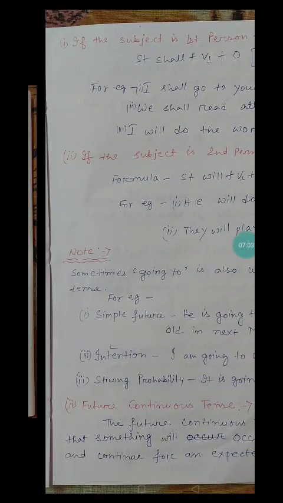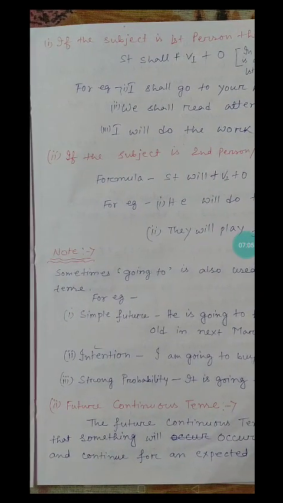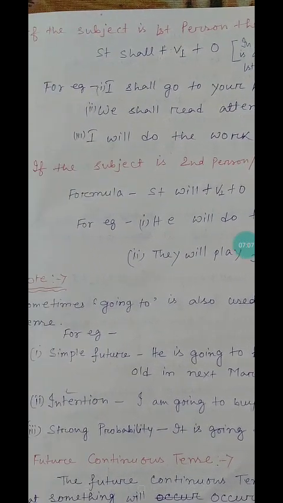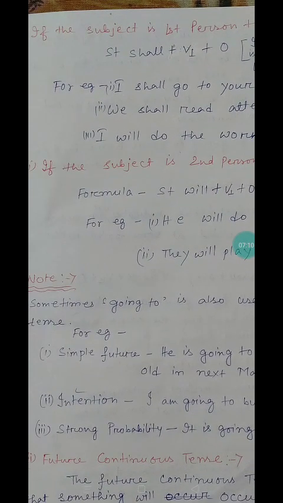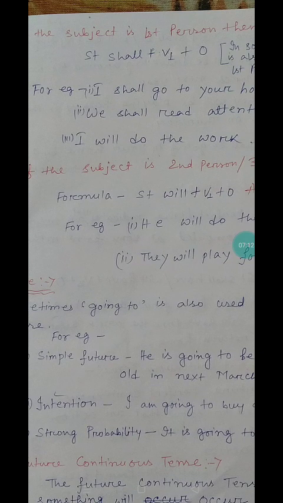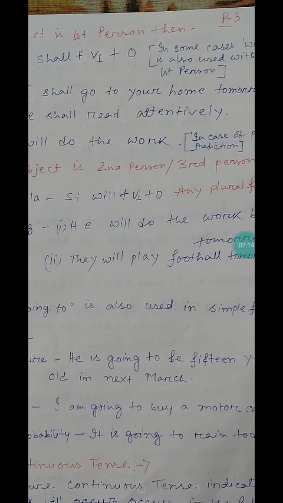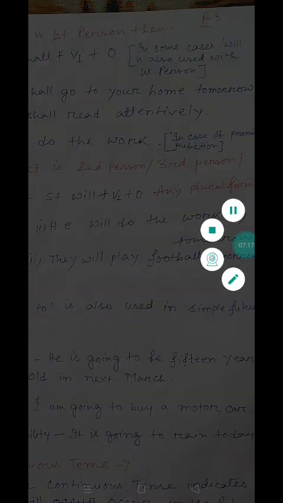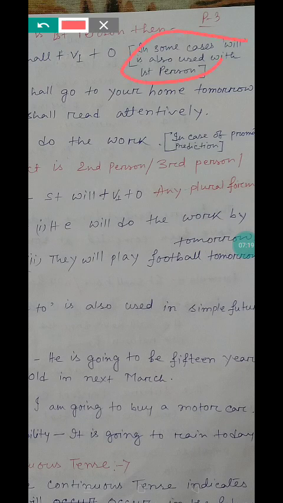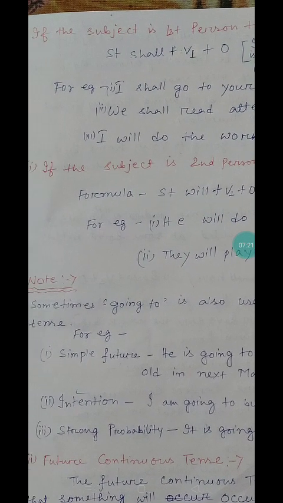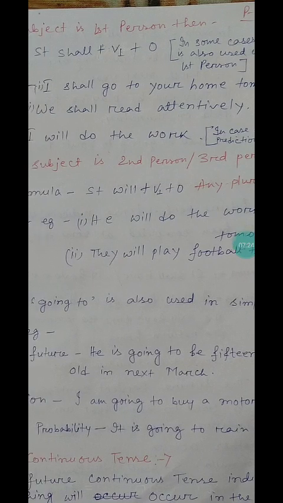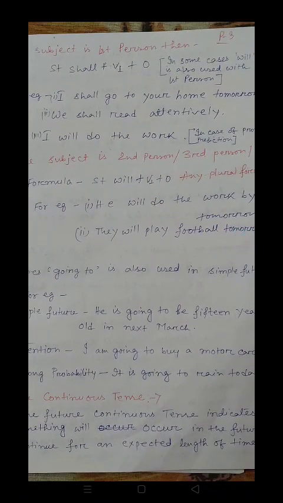So the formula I have divided into 2 parts. If the subject is first person, then subject plus shall plus verb 1 plus object. But here I have written, you can see, in some cases will is also used with first person. For example, I shall go to your home tomorrow. Here you can see, I is the subject, and with I I have written shall as I is first person, go is verb 1, then to your home tomorrow is the object.